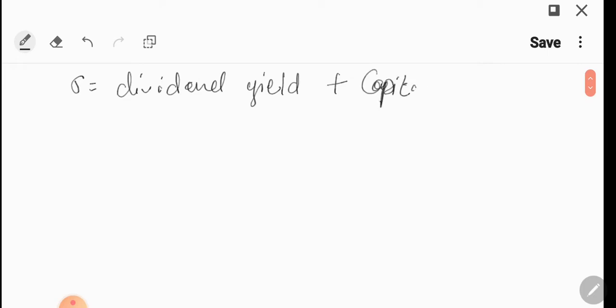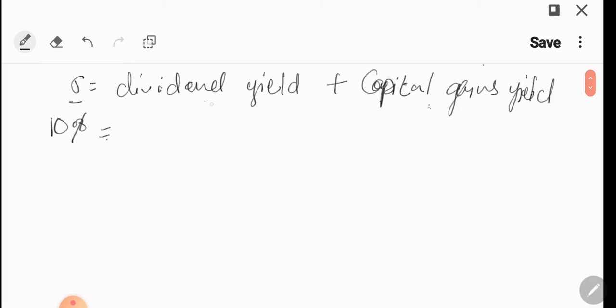So for the rate of return, the formula is dividend yield plus capital gain. The return for a shareholder can come either in the form of dividend, which is a cash distribution by the corporation, or it can come in the form of capital gain, which is the stock price appreciation in the market. Now let's assume that the required rate of return for the investor is 10%.